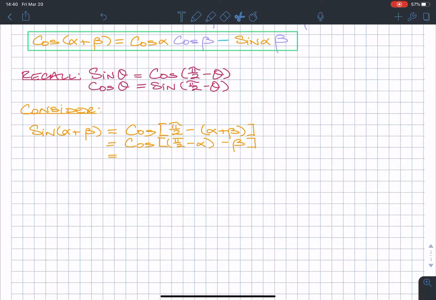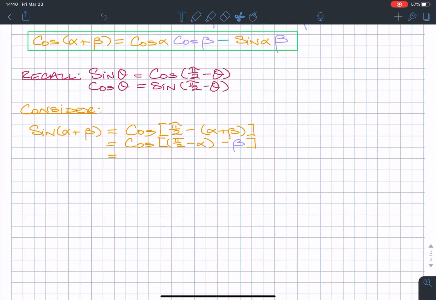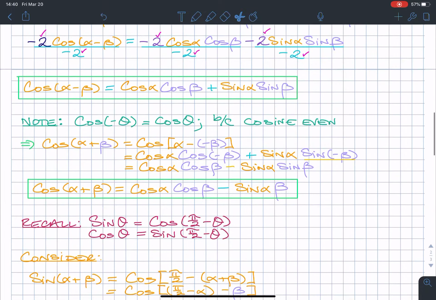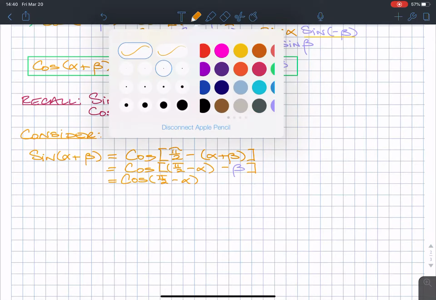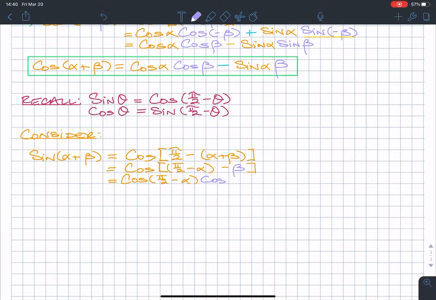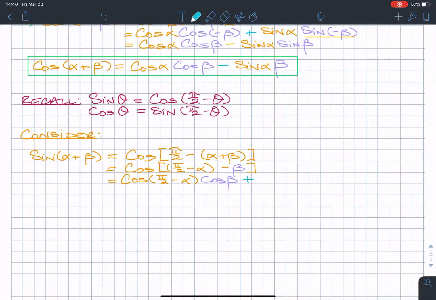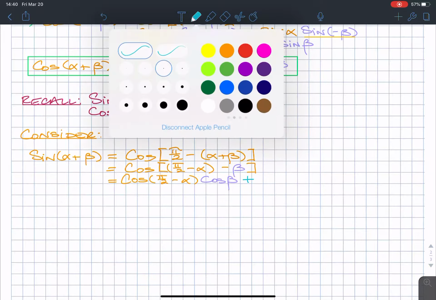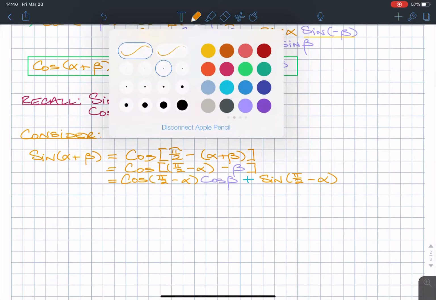Okay, so let me color this now purple. So cosine of one angle minus another is cosine of the first. So that's cosine of the first angle, pi over 2 minus alpha, times cosine of the second angle, cosine beta. And then the sign is the opposite, so plus sine of the first angle, sine of pi over 2 minus alpha, times sine of the second angle beta.